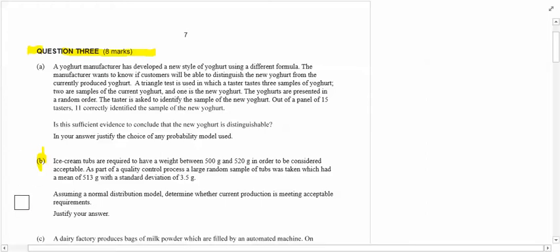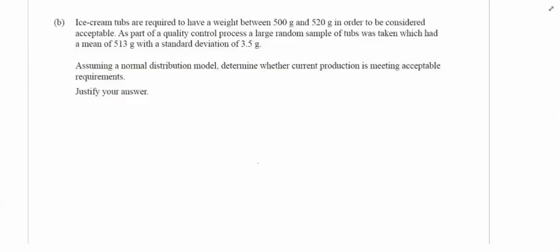So question 3b. Ice cream tubs are required to have a weight between 500 grams and 520 grams in order to be considered acceptable. As part of a quality control process, a large random sample of tubs was taken which had a mean of 513 grams with a standard deviation of 3.5 grams.